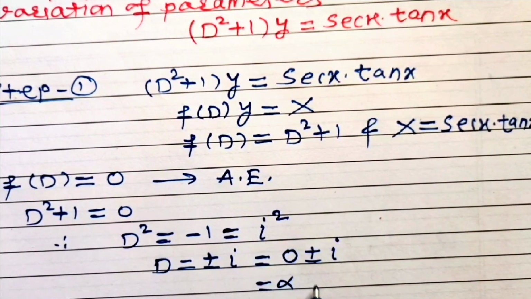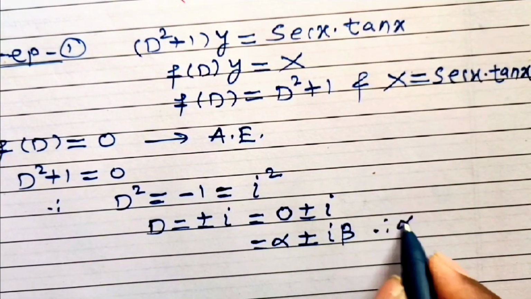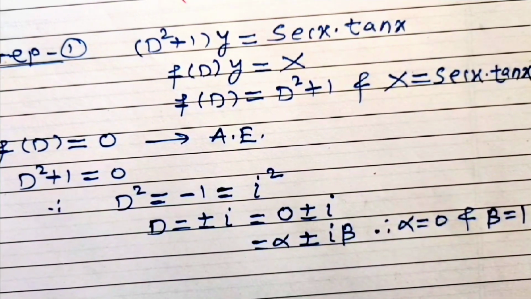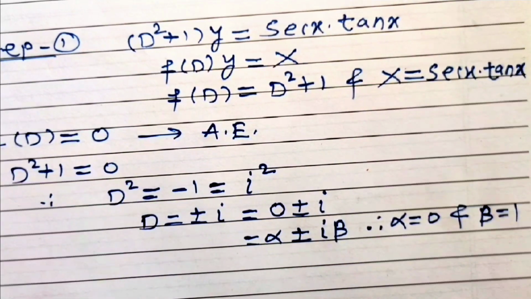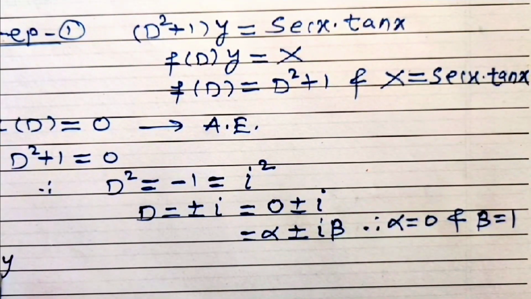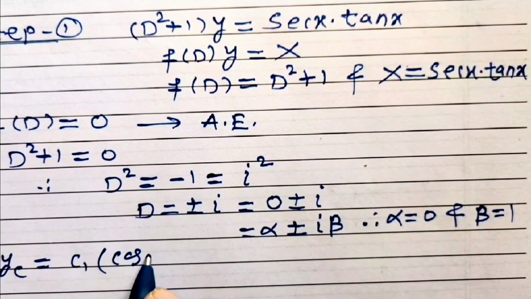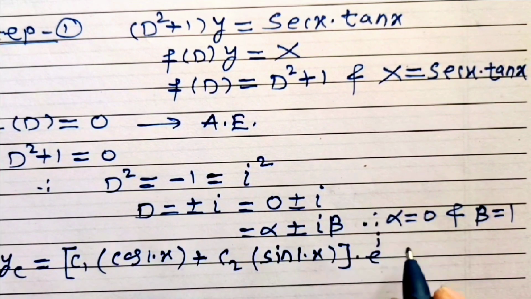Compare this with alpha plus or minus i beta. Then alpha is 0 and beta is 1. Now the complementary function according to these auxiliary roots is given by yc is equal to c1 cos(beta x), beta is 1 times x, plus c2 sin(beta x), beta is 1, bracket close, into e to the power alpha x, alpha is 0.